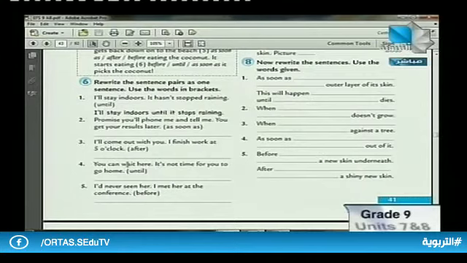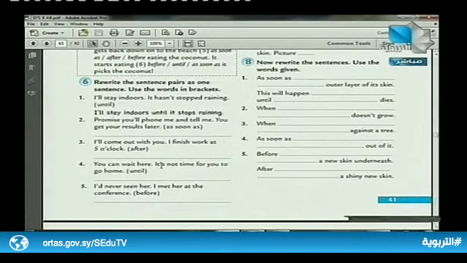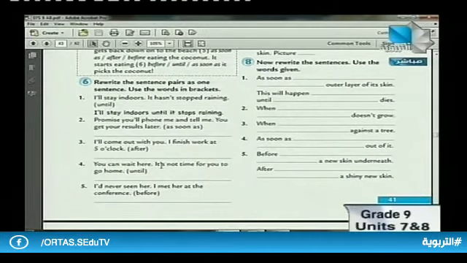The negative meaning is: you can wait here until it's time for you to go home. And here the negative meaning is included. "Until" means until it's the suitable time. So it's not suitable now for you to go home. You cannot go home now, so you have to wait until it's time to go home. That's the meaning of the sentence.